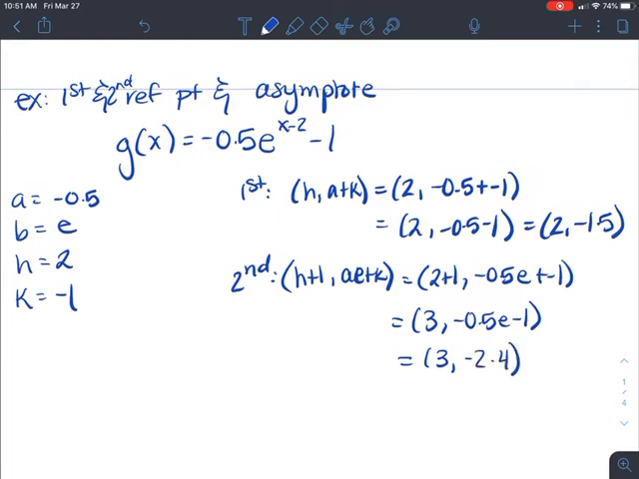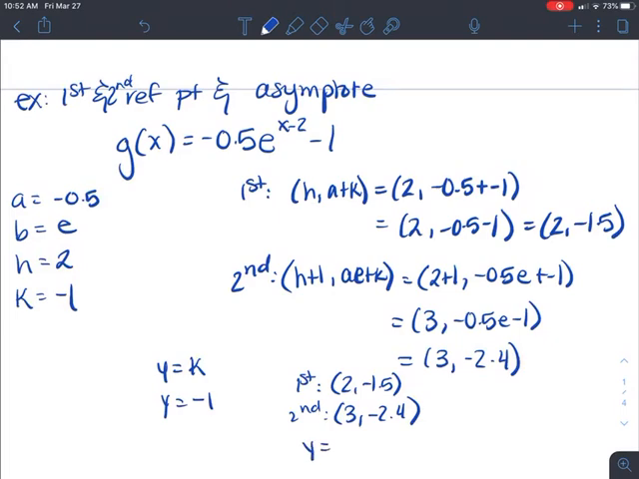Then I go over here and I try and find my asymptote, y equals k. y equals negative 1. So our first reference point is 2 comma negative 1.5. Second reference point is 3 comma negative 2.4. And our asymptote is y equals negative 1.